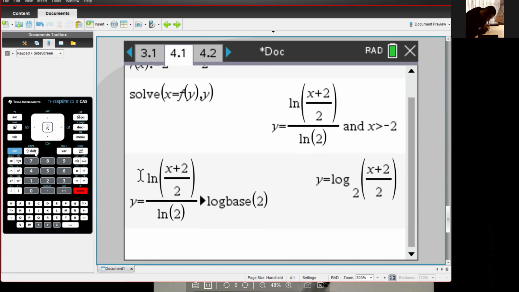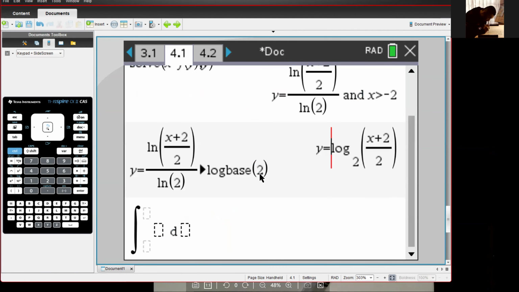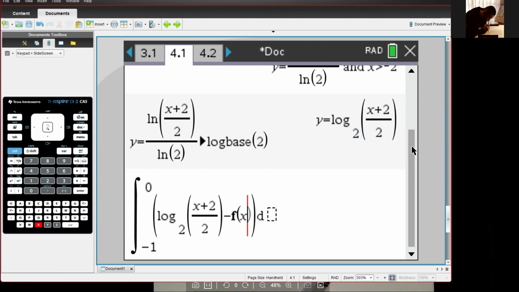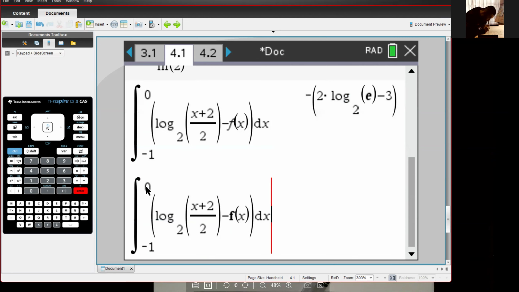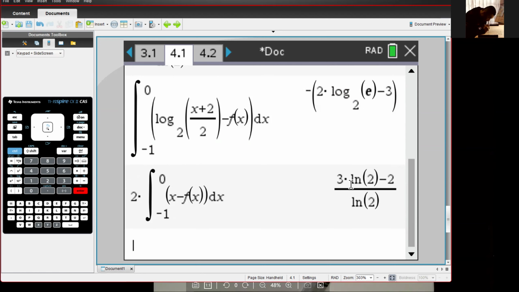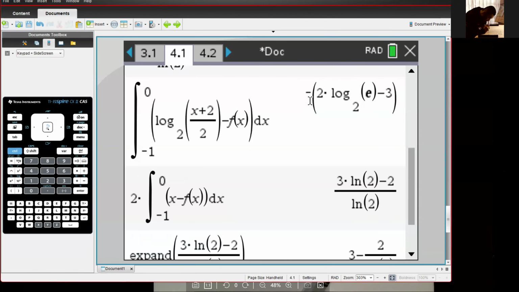And then if I want to calculate the area, just notice the red is above, the blue is below, from minus 1 to 0. So you can go from minus 1 to 0 of f inverse subtracting f of x, dx. So you get some expression like that. Other expressions will be equivalent, okay? For example, you might want to do 2 lots of x minus that. You also get that equivalent expression, okay? And this is 2 over natural log 2, which is identical to 3 minus 2 log 2 of e, okay? Something along these lines.